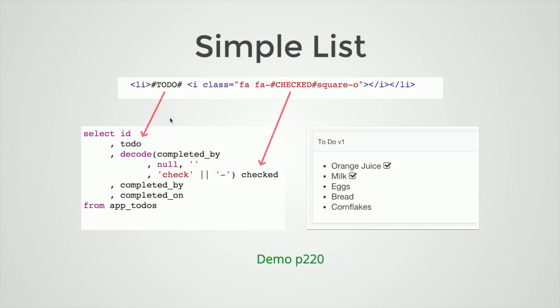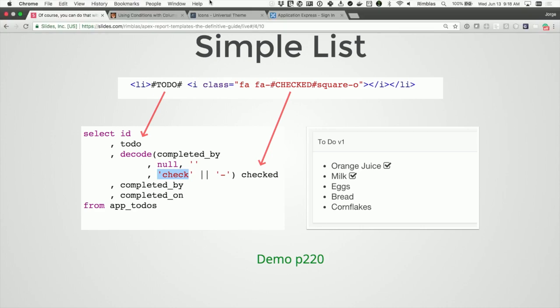And what this is, we're mapping the word to do. It goes there. We're mapping the word check based on is it completed. If it's not completed, it gets a null value, an empty value. And if it's completed, it gets the word check. You're familiar with Font Apex, Font Awesome? I think we've seen them a few times.